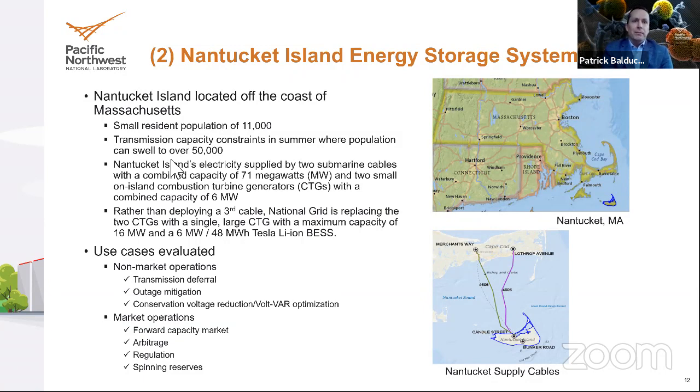Now, National Grid understood the value of the transmission deferral value stream, but didn't understand the other local benefits, including CVR and volt-var optimization and outage mitigation, and then market operations, including the forward capacity market, arbitrage, regulation, and spinning reserves.